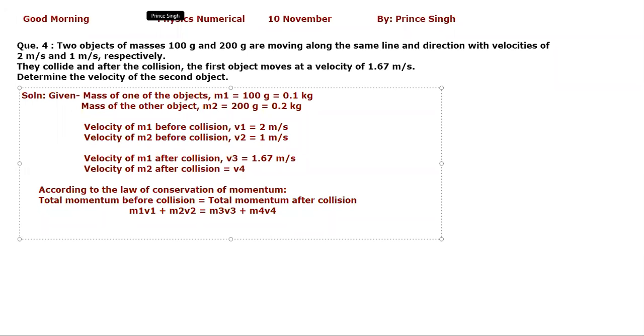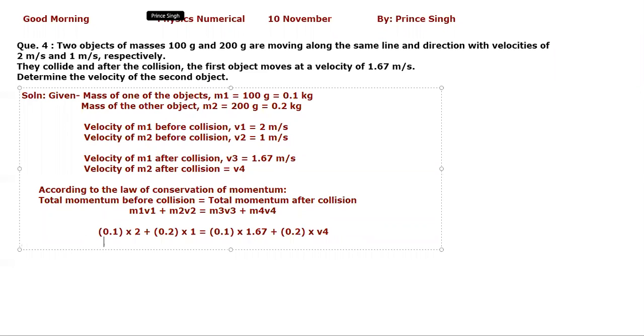So from here we put the values in. m1 0.1 into v1 2 plus m2 0.2 into v2 1 is equal to m3, same mass as m1. M1 and m3 are the same and m2 and m4 are the same. Here we have to find the value of v4. So what is the value of v4? Harith has got the answer already.